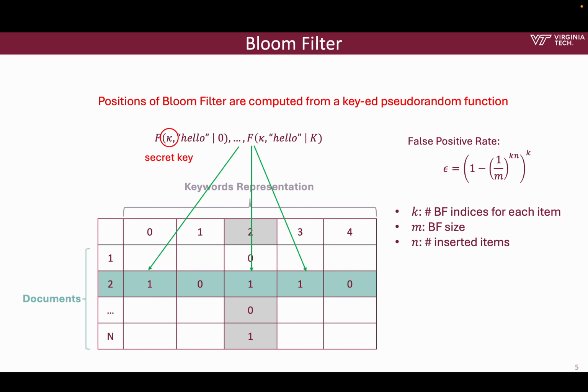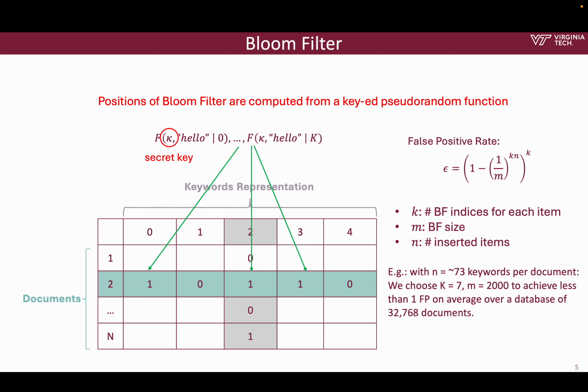Another issue with the Bloom filter is that it incurs a certain false positive rate, which is computed as in the formula here. For example, with an average of 73 keywords per document, we can choose k equals 7, m equals 2000 to achieve less than one false positive sample on average over a database of 32K documents.